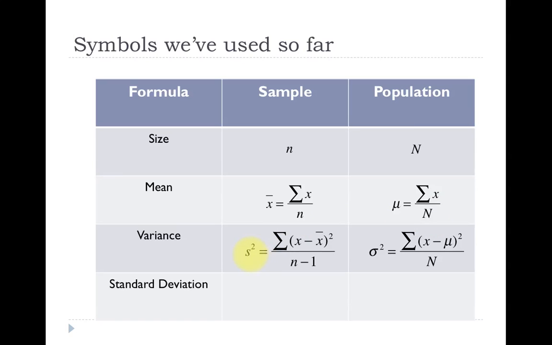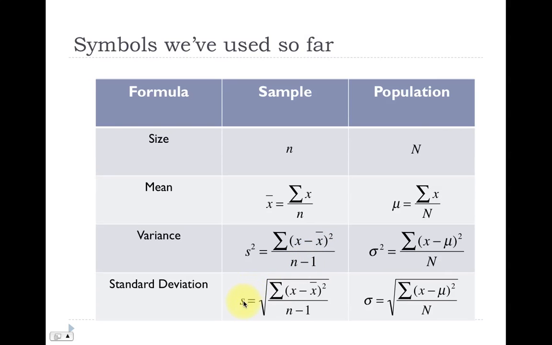For the variance, our symbol for sample variance is s squared. Our symbol for population variance is sigma squared. The calculation is slightly different. We have the sum of the deviations from the mean squared divided by n minus 1 for a sample, and for a population the sum of the deviations from the mean squared divided by n. So the formula does differ slightly when you're dealing with a population versus a sample.